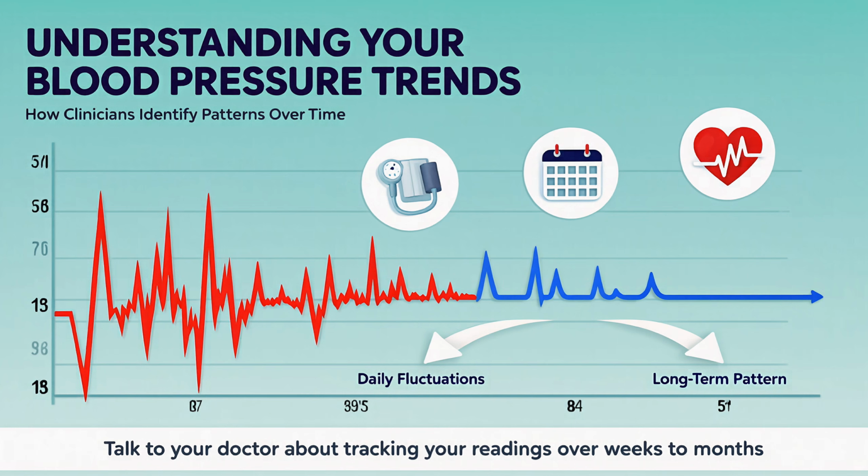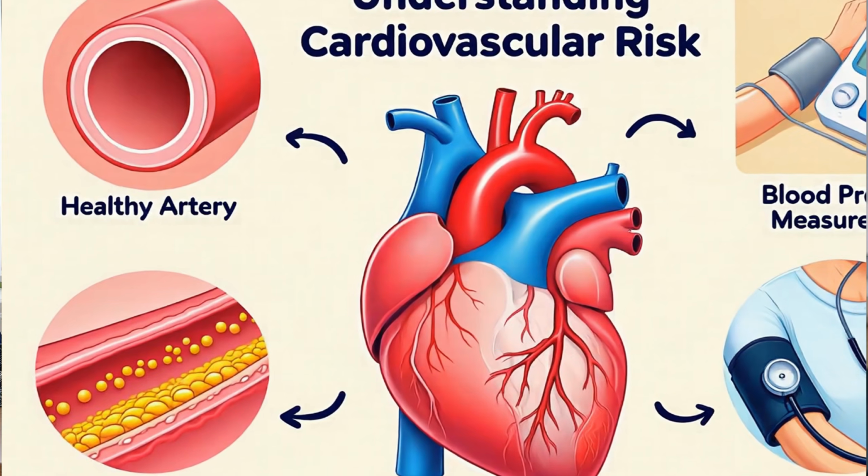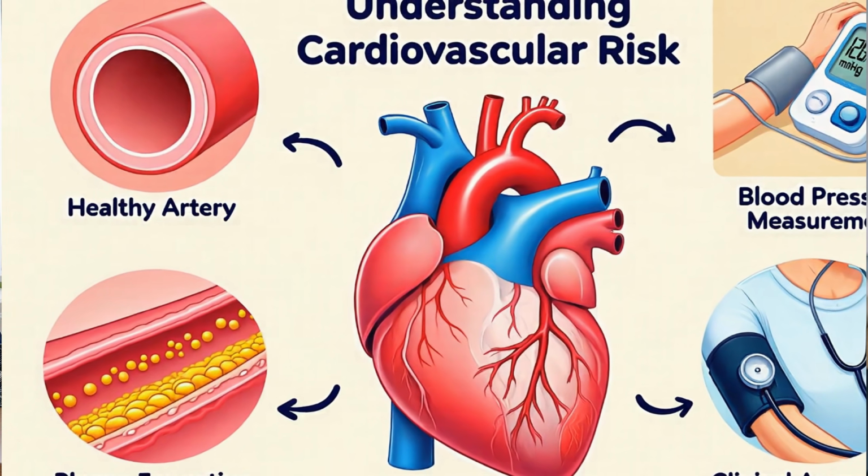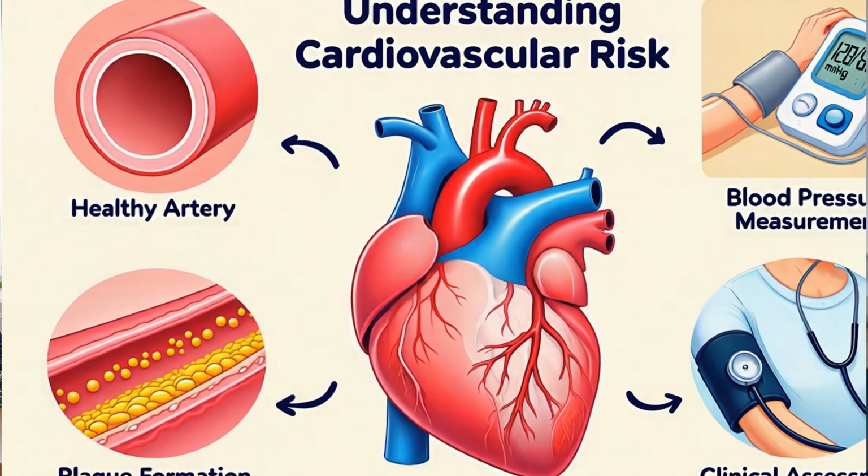Trap 2. Arm position. Blood pressure monitors measure pressure relative to the level of the heart. If the arm is positioned too low, gravity increases the measured pressure. If the arm is raised above heart level, the reading may appear lower. Studies examining blood pressure measurement technique show that arm position differences can change readings by 5 to 10 millimeters of mercury. For accurate readings, the arm should rest comfortably on a table so the cuff sits at the same level as the heart.